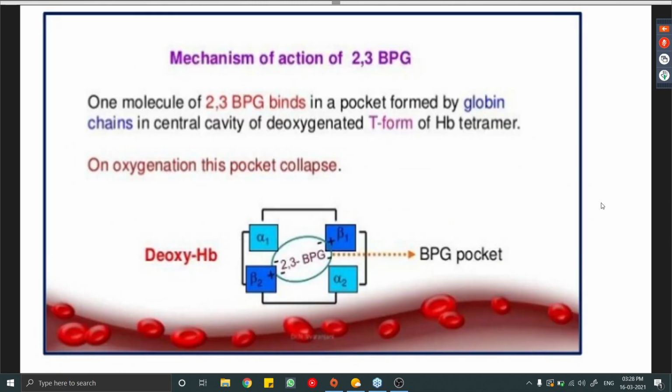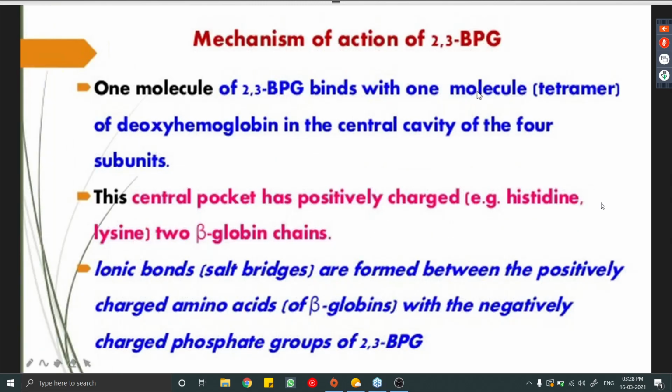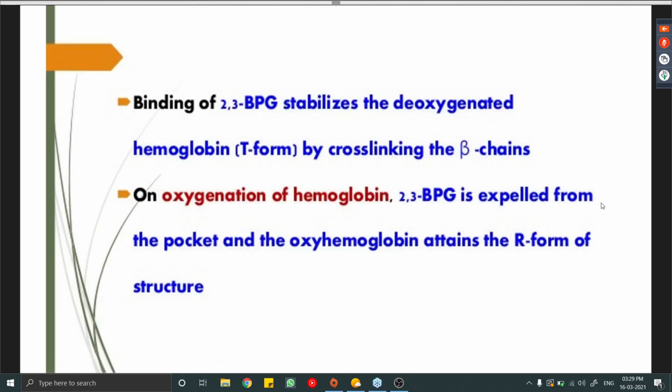So only one molecule of 2,3-DPG binds with one molecule of the tetramer of deoxyhemoglobin in the central cavity of the 4 subunits. This central cavity has positively charged moieties because of the histidine and lysine, and ionic bonds are formed between the positively charged amino acids of beta globin and the negatively charged phosphate of 2,3-DPG. Because salt bridges are formed, 2,3-DPG stabilizes the deoxygenated, that is the T form, by cross-linking the beta chains.